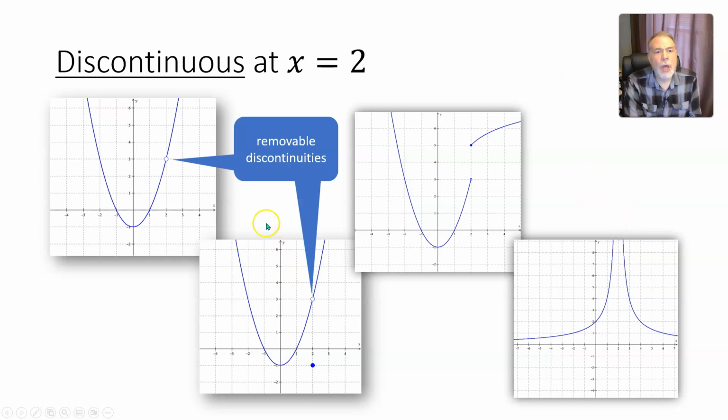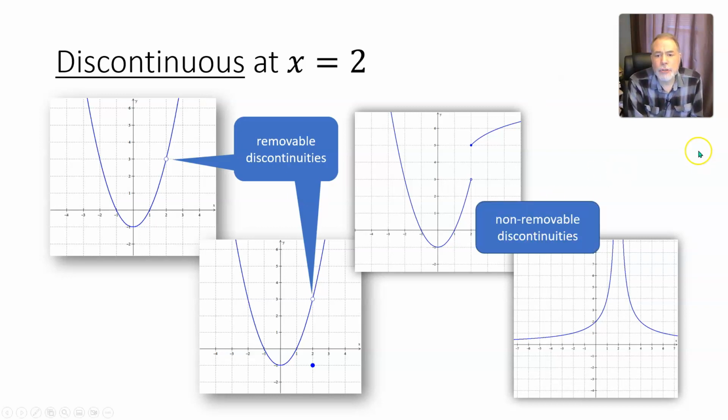So these first two are what we call removable discontinuities. The function is discontinuous there, but we could remove the discontinuity by plugging the hole, by changing what happens just right when x equals 2 to match what's going on when x is close to 2. The other two are non-removable discontinuities. There we can't remove the discontinuity and fix the function so that it is continuous just by changing or redefining what happens right at that one point.